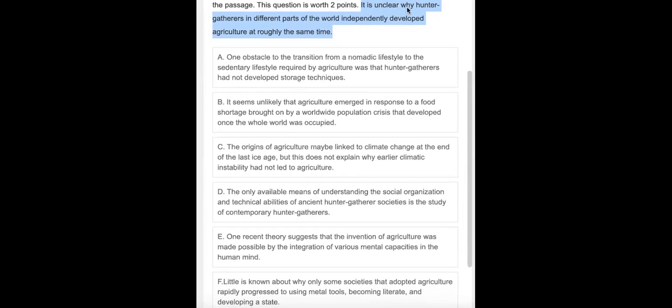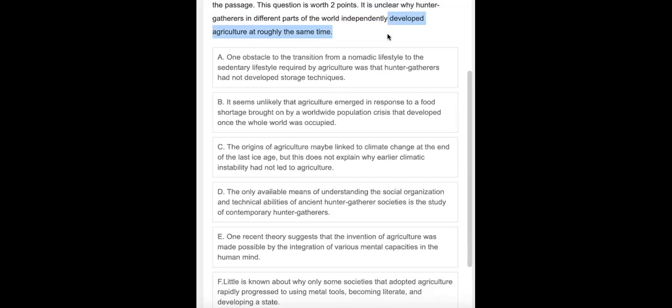It is unclear why hunter-gatherers in different parts of the world independently developed agriculture at roughly the same time. So it's unclear. So here's what I would look for, right? Uncertainty, unclear. Okay, what are we unclear about? Why hunter-gatherers developed agriculture at the same time. So we don't really know why these hunter-gatherers were developing agriculture at around the same time.